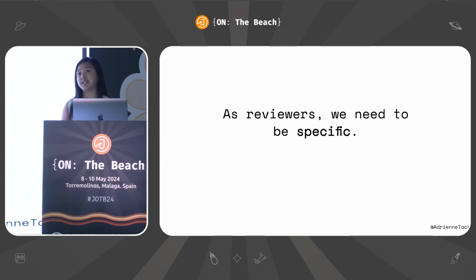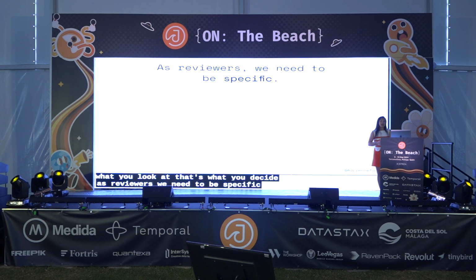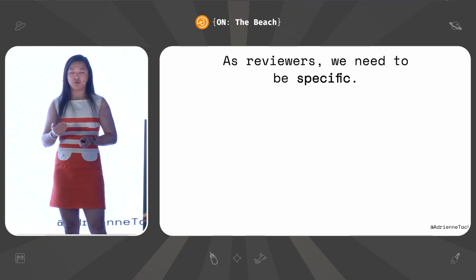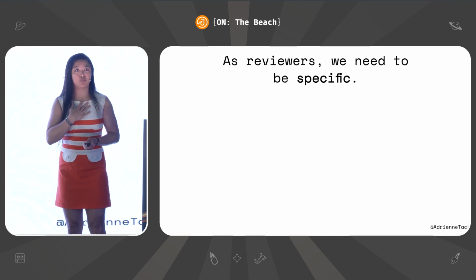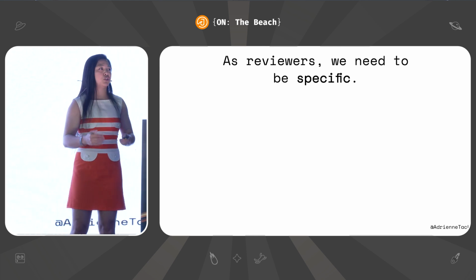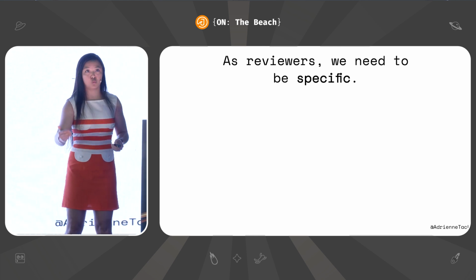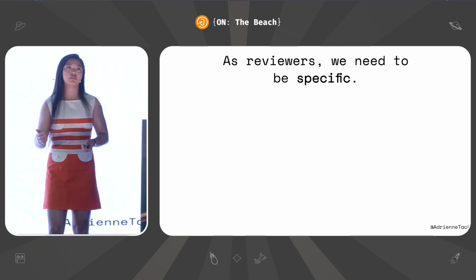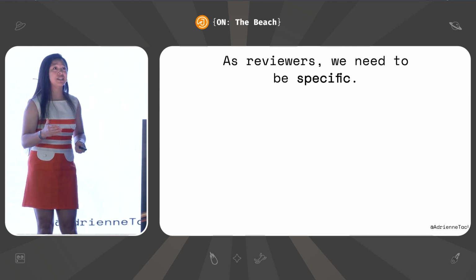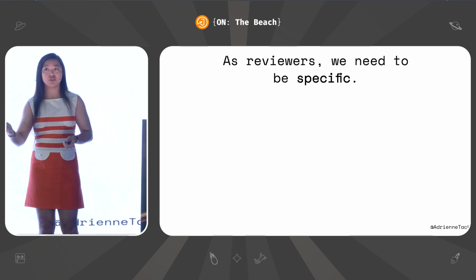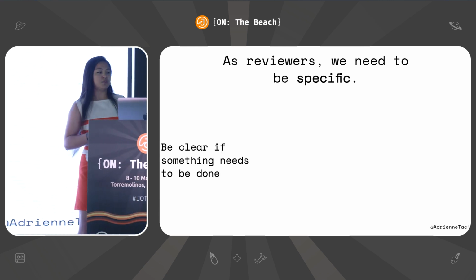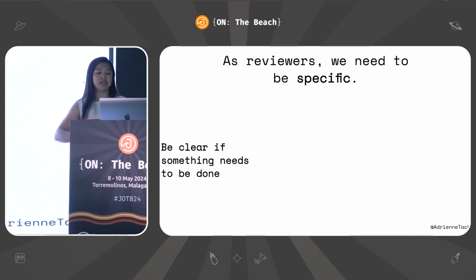As reviewers, we need to be specific. I don't know about you, but anytime I receive comments on a pull request, I automatically assume that all of those comments mean there's something that I have to do, that there's work tied to every single comment. But that's usually not the case. Sometimes there's only 2 or 3 that I really need to pay attention to, and others are not so important. So, understanding that, we need to be clear if something needs to be done.